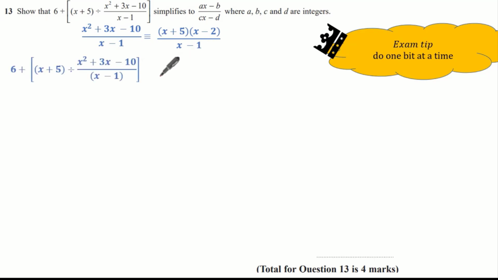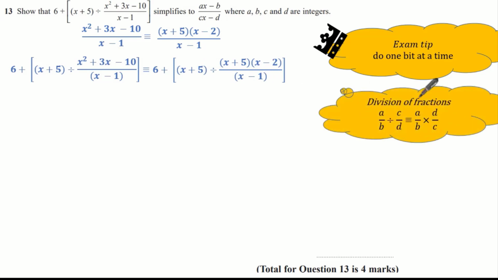Now I'm going to pop that back into the original question. So I have 6 add my x plus 5 divided by the quadratic factorized over the x minus 1. Now I'm still dividing my fractions. And remember, whenever you divide fractions, it's this particular rule. A over b divided by c over d is exactly the same as a over b times the reciprocal of c over d, which is d over c. So when I'm dividing by this algebraic fraction, it's clear to see this is exactly the same as multiplying by its reciprocal. Now I'm going to simplify this a little bit more so the expression is a little easier.